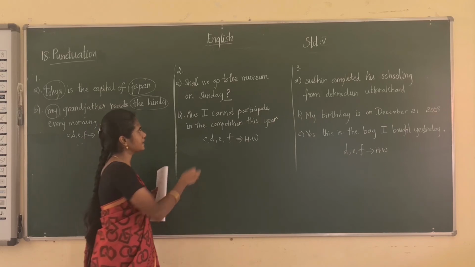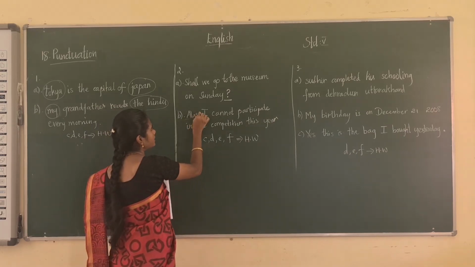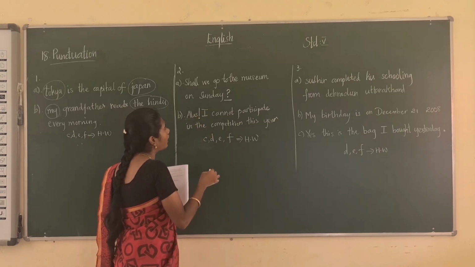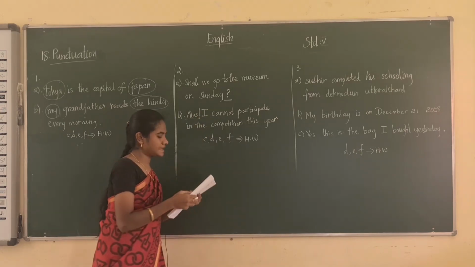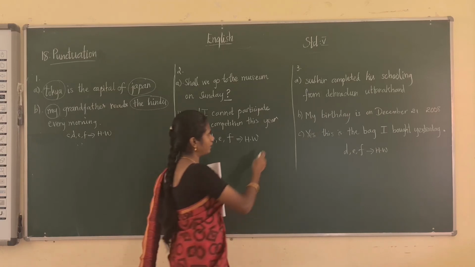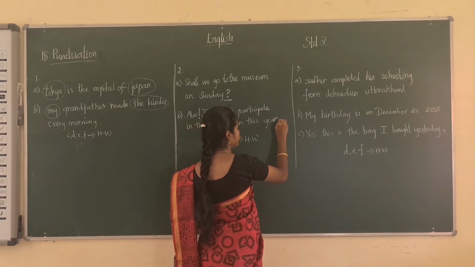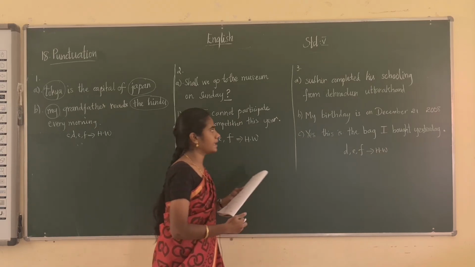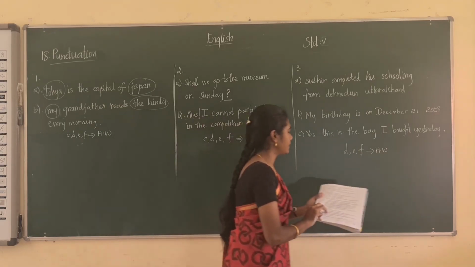So what's the interjection here? That is alas. So after the interjection you have to put the exclamation mark. Alas, I could not participate in the competition this year. At the end of the sentence you have to put a full stop. Okay, and the remaining ones you have to do as homework in the second exercise. Now see the third exercise.